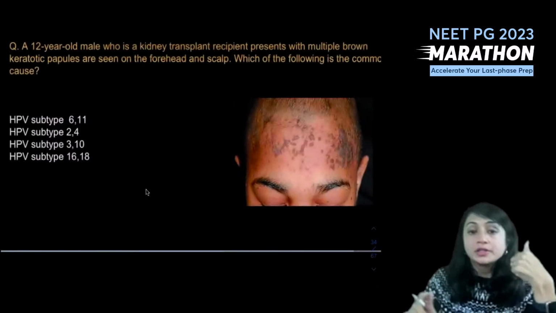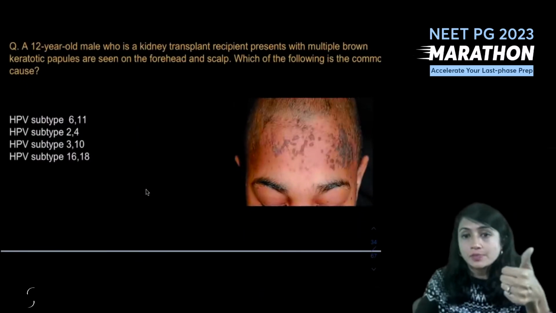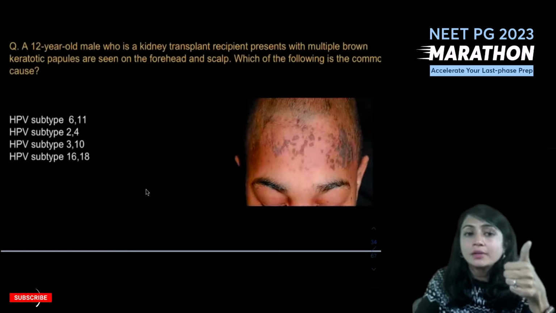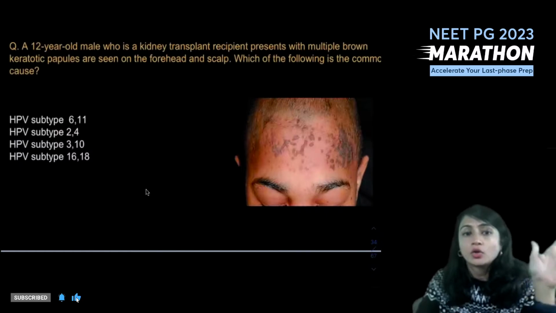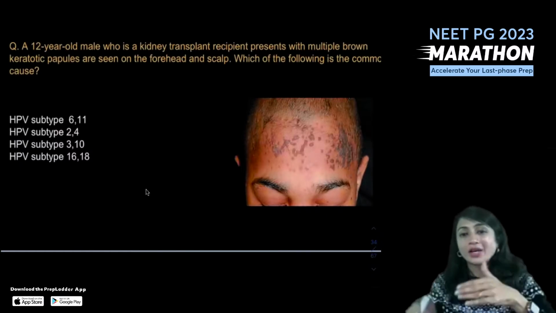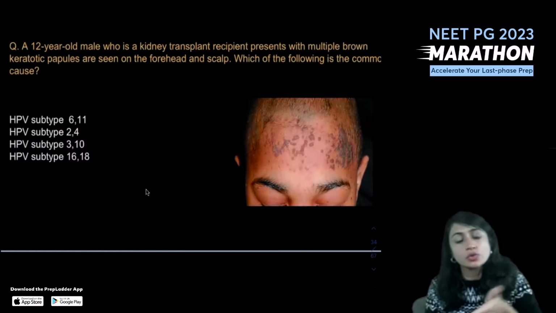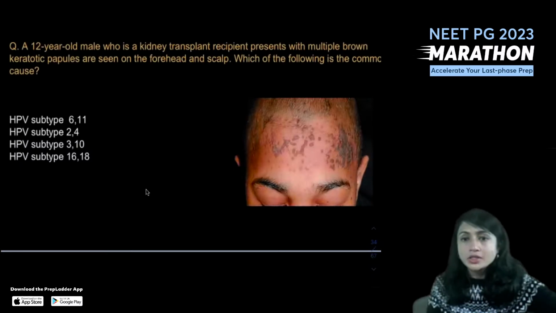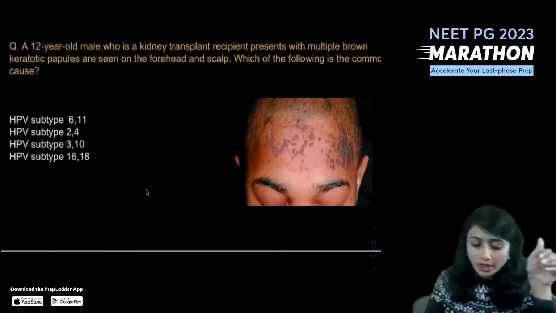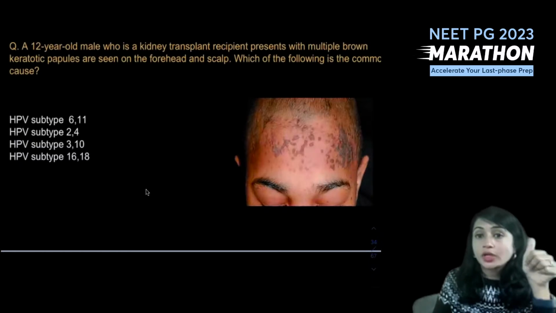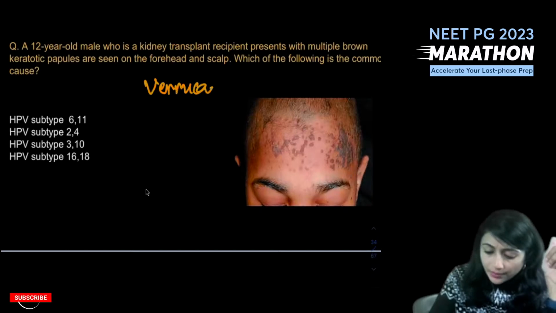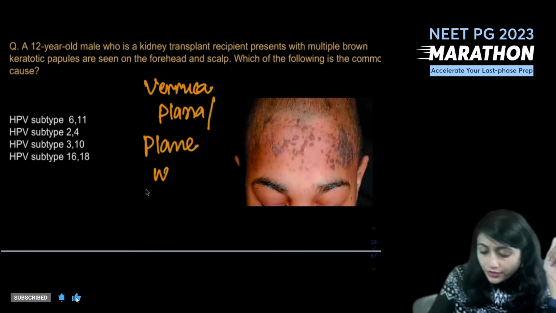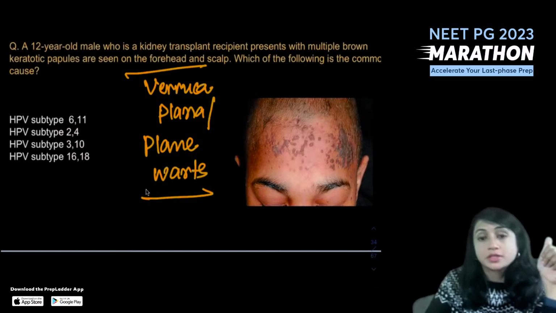All right. A 12-year-old male who is a kidney transplant recipient presents with multiple brown papules on the forehead and scalp. Which of the following is the common cause? So when you look at the options, you don't have to think of what it is. It is HPV, so they're talking about warts. But just in case it was not given and you were asked to diagnose, here you see these keratotic papules which are flat-topped. So this is verruca plana or plain warts.